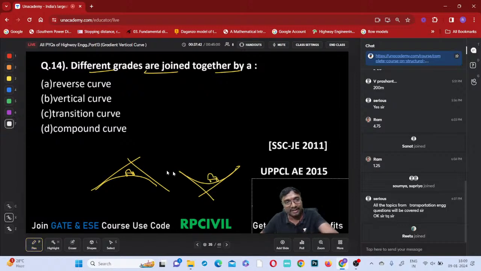These are vertical curves, right? These are vertical curves only. Whenever gradients are there, the combination of these gradients will result in which one? These are vertical curves only. It is not the horizontal curve. You have to be careful, right?